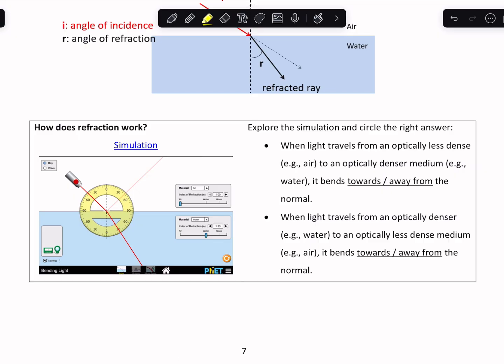You should have gotten the answer that when light travels from less dense to denser, it bends towards the normal. This is because the speed of light decreases. Okay, or you can say it slows down. When traveling from denser to less dense, it will bend away from the normal. That's because the speed of light increases.